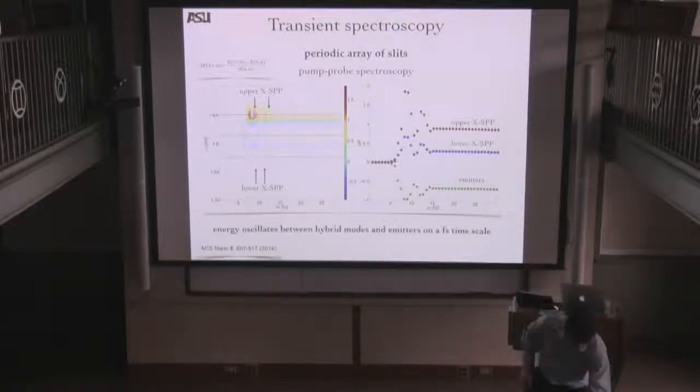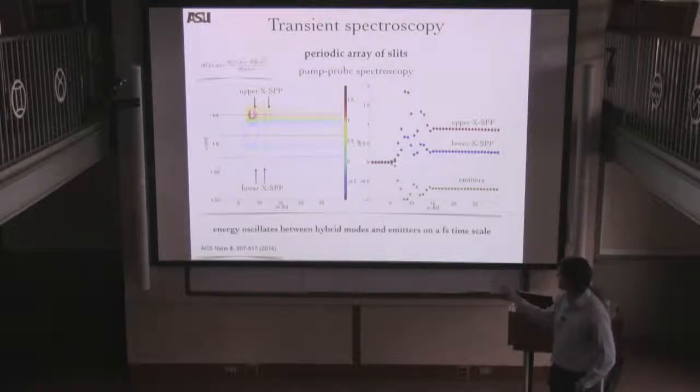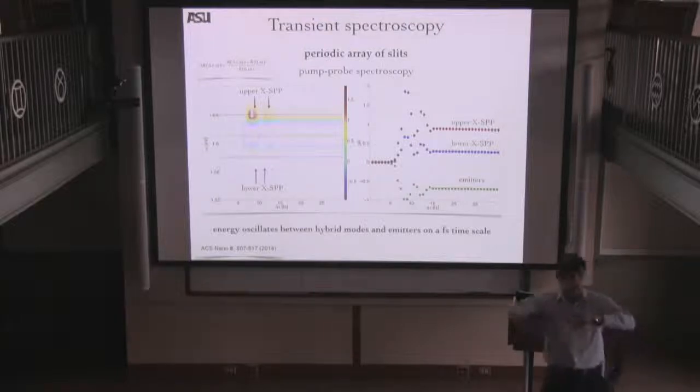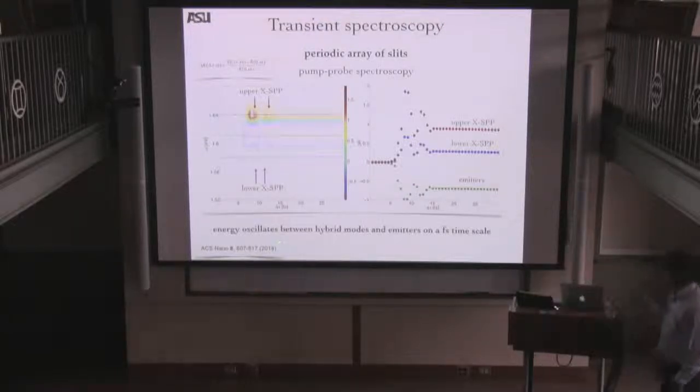If you look at this two-dimensional picture with cuts, this is the change of reflection as a function of the pump probe delay for upper polaritons, lower polaritons, and emitters. You see they oscillate out of phase. So the energy flows from one state to another and back and forth. The energy oscillates between hybrid modes and emitters on the femtosecond time scale.